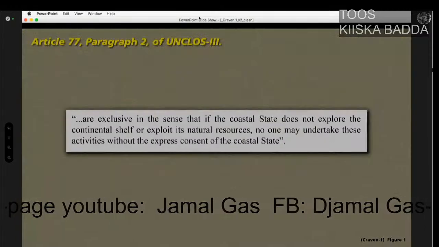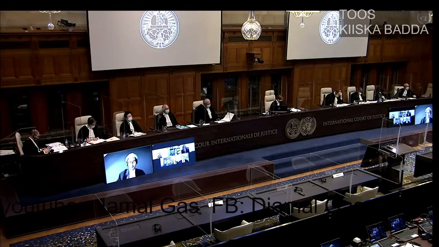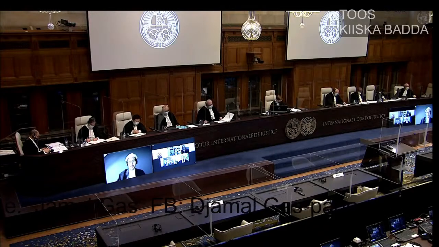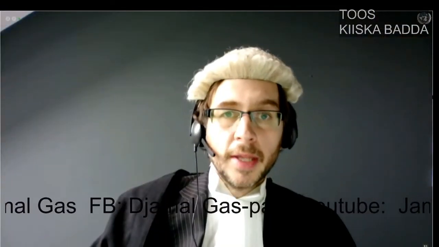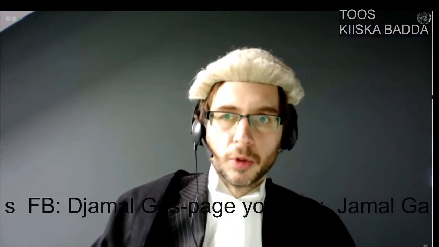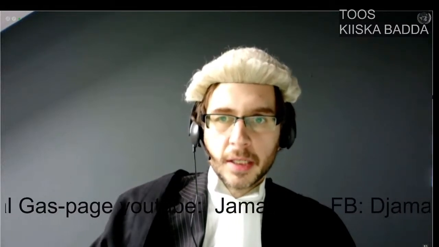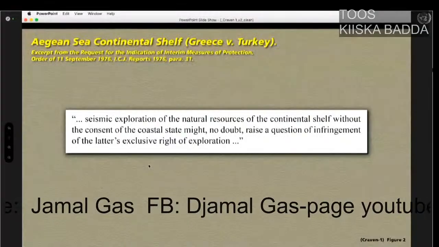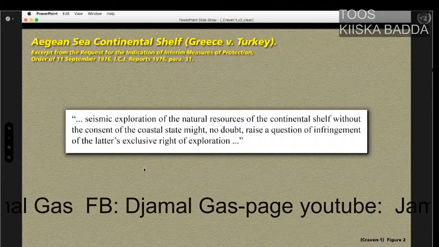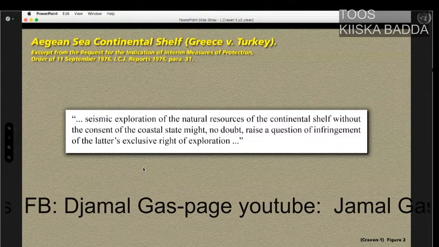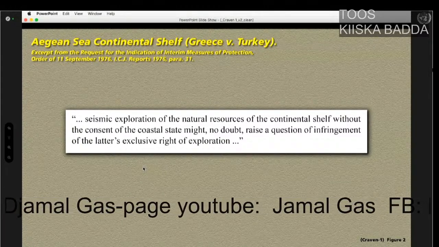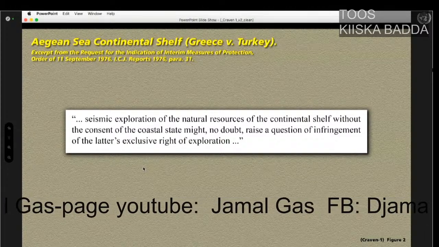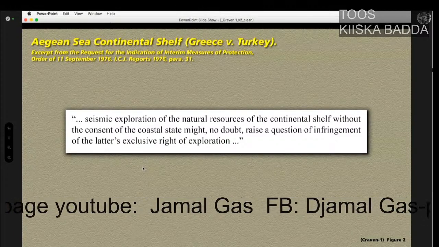Accordingly, a state that undertakes any unauthorized exploratory activities in the continental shelf of another state violates the latter's sovereign rights. And this is the case regardless of whether the activities cause permanent physical change. The unauthorized exploration is itself a violation. This is clear from the court's order on provisional measures in the Aegean Sea continental shelf case, which held that, and I quote, "seismic exploration of the natural resources of the continental shelf without the consent of the coastal state might, no doubt, raise a question of infringement of the latter's exclusive right of exploration."